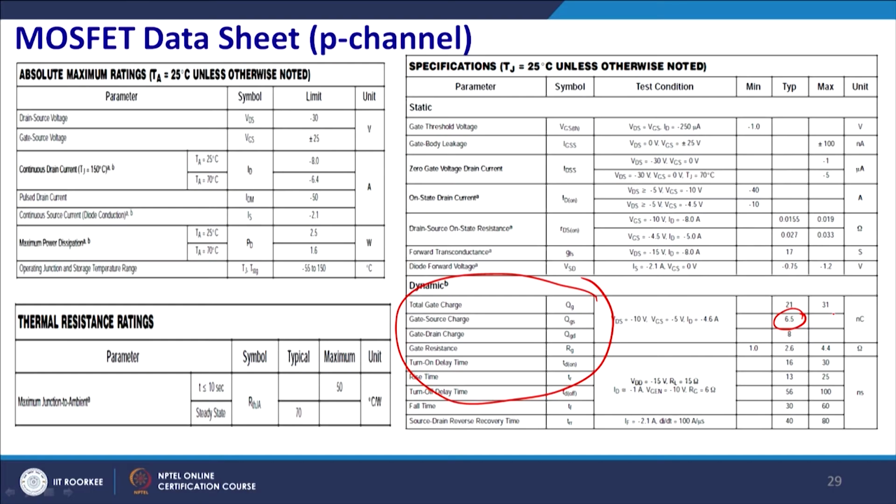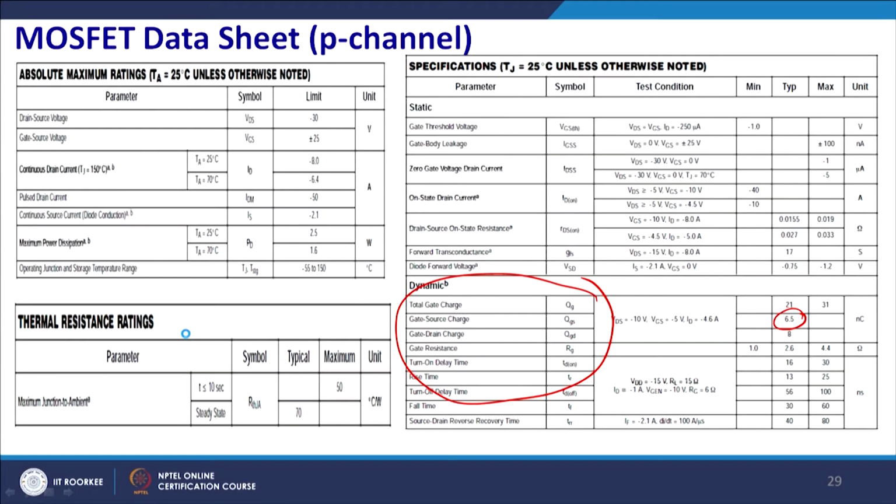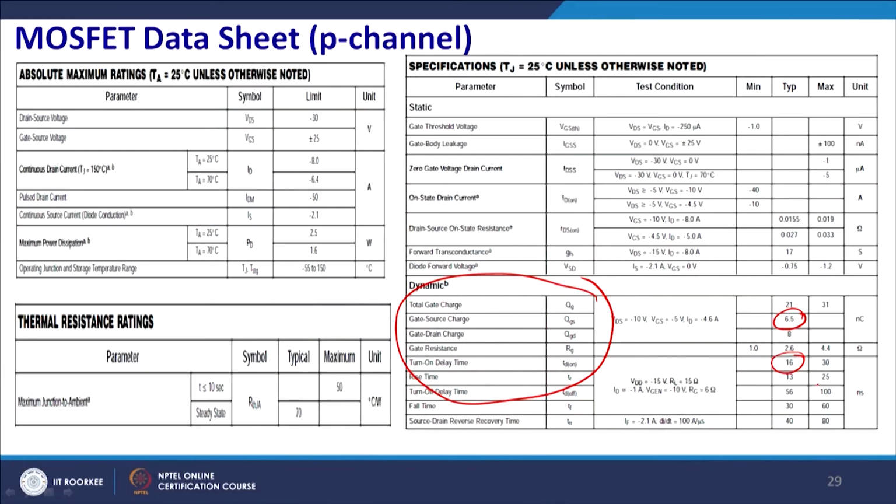Similarly, you will have a drain to source charge, and if you divide it by voltage you get the capacitance. A few data sheets also specify the capacitance. You see that a turn on delay, which you can find here. So, this delay will be in the range of 15 to 30 nanoseconds. So, it can easily be operated in the range of megahertz. Similarly, the rise time is this. Thereafter, these are the typical values.